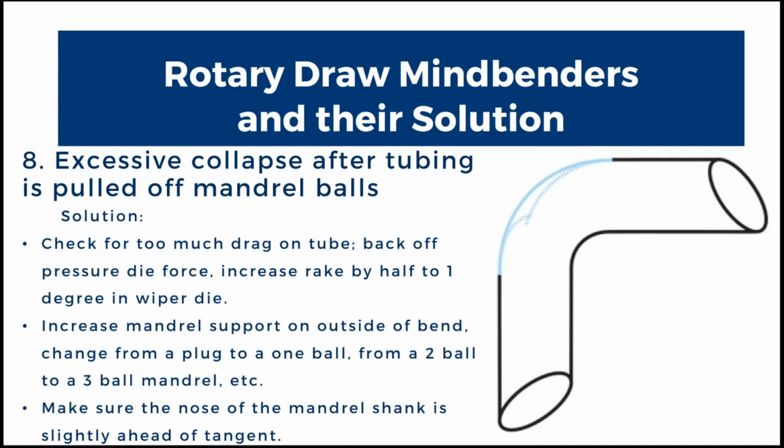You may also need to increase mandrel support on the outside of the bend by changing a plug mandrel to a 1-ball, from a 1-ball to a 2-ball, a 2-ball to a 3-ball, and so on. Also important is to make sure the nose of the mandrel shank is positioned slightly ahead of tangent during setup.